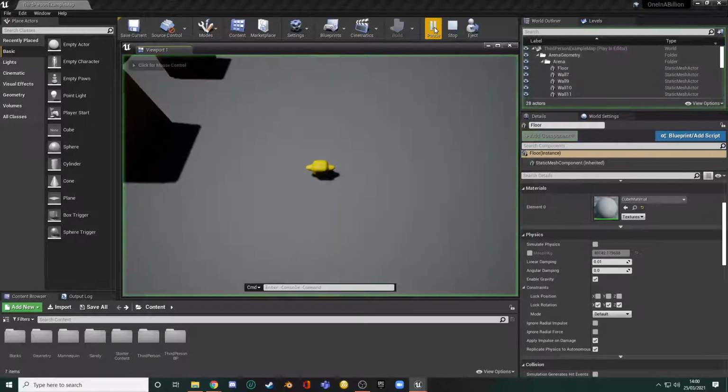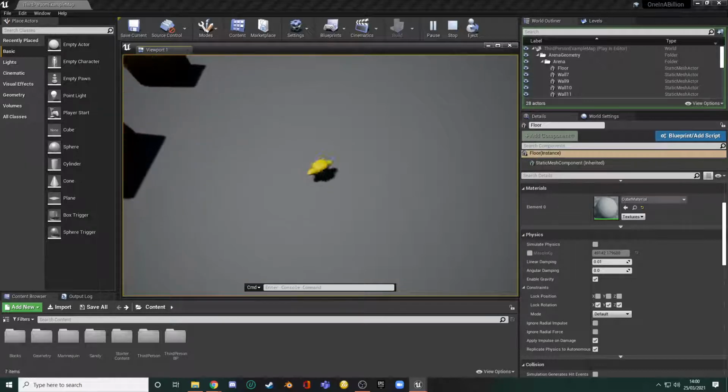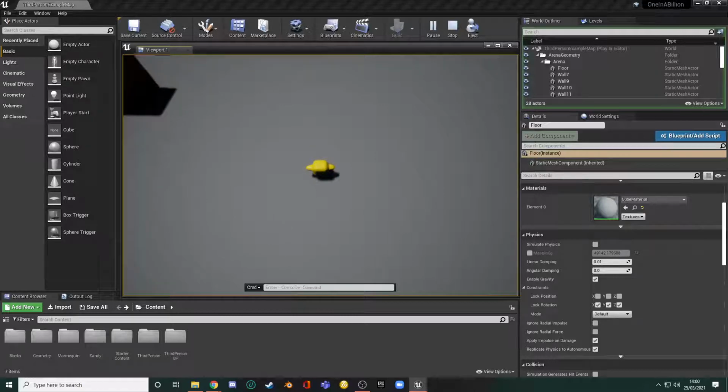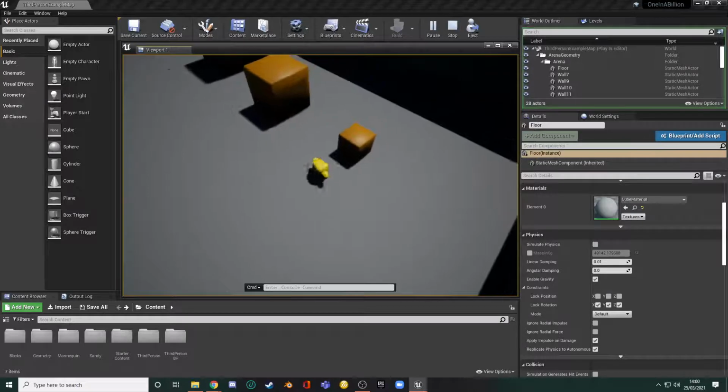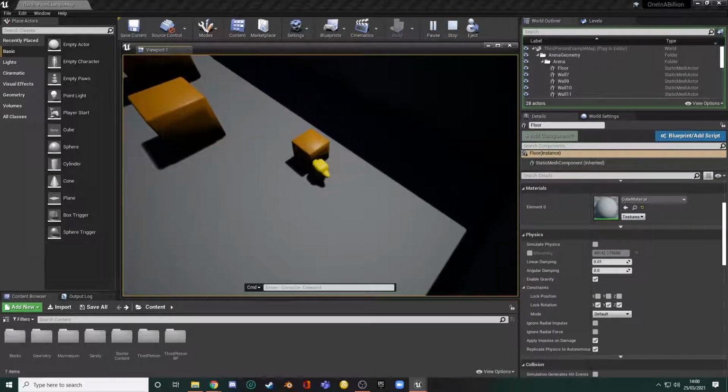So if we click play here, I've replaced the third person character with my little character here, unanimated though. I'll change that later. I can move the camera around. The first block, we can move that just fine.